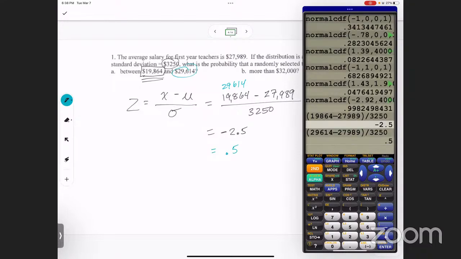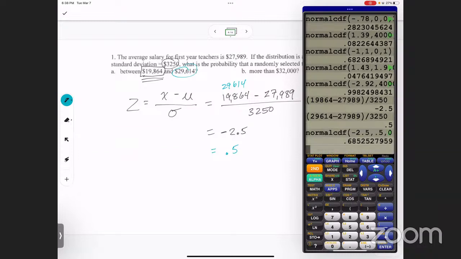So now go back and grab that normal CDF function, and type in your negative 2.5 to positive 0.5, and then I have to type in 0 and 1. Again, I don't know if you have to do that or even if I have to do that, but it's good to do it. And you'll get the area, or the probability, is 68.53%. Yep, that's what I got. That's the right answer? Yep.